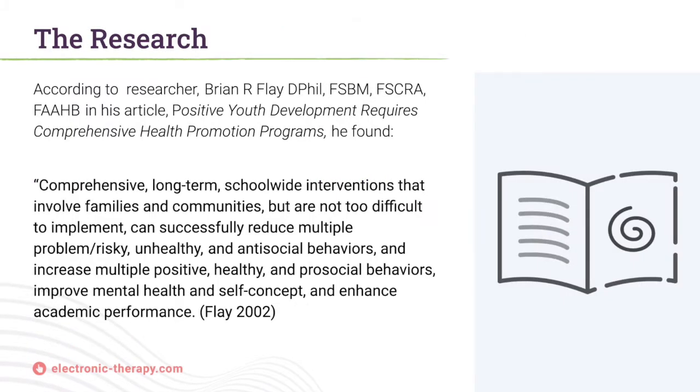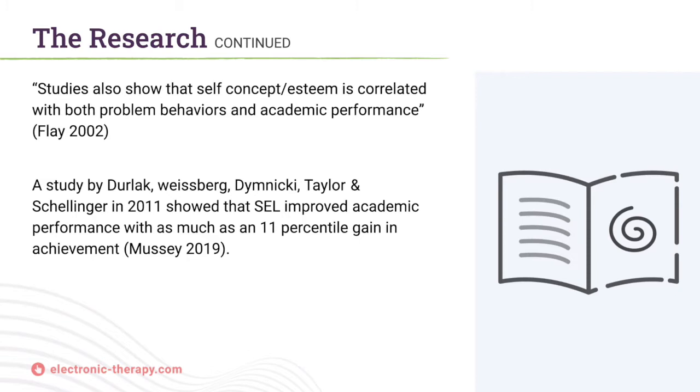Now, a few more glimpses into the research here. An article on youth development found that comprehensive, long term school wide interventions that involve families and communities, but are not too difficult to implement, can successfully reduce those problem behaviors and increase the healthy behaviors and enhance academic performance. Studies also show that self concept or self esteem is correlated with both problem behaviors and academic performance. Yet another study showed that social emotional learning improved academic performance with as much as an 11 percentile gain in achievement. So we know that mindfulness and social emotional learning are beneficial.